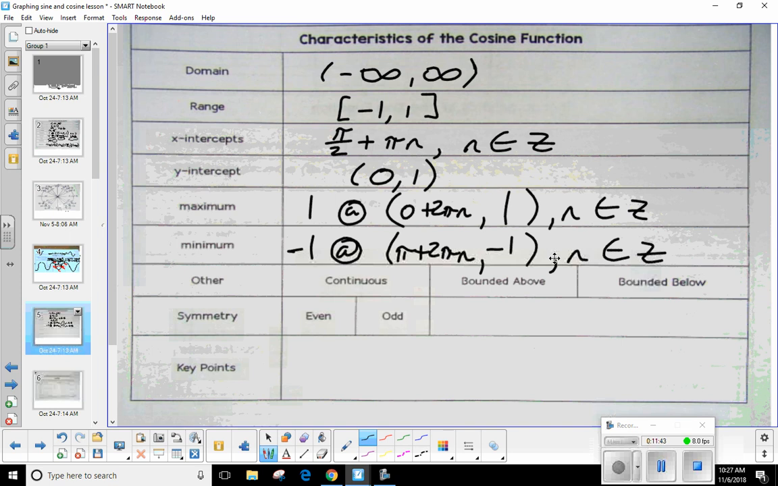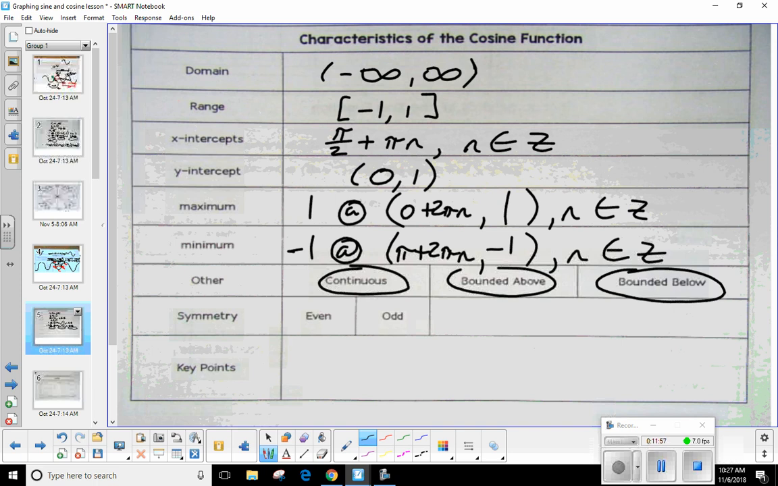All right. Is it continuous? Yes, absolutely, just like we talked about yesterday. Is it bounded above? Yes, maximum of 1. Is it bounded below? Yes, minimum of negative 1. What did it mean even in odd symmetry? What was even? Over what axis? The y-axis, yes.